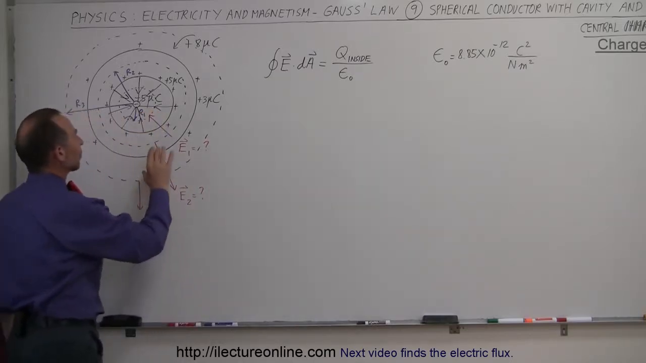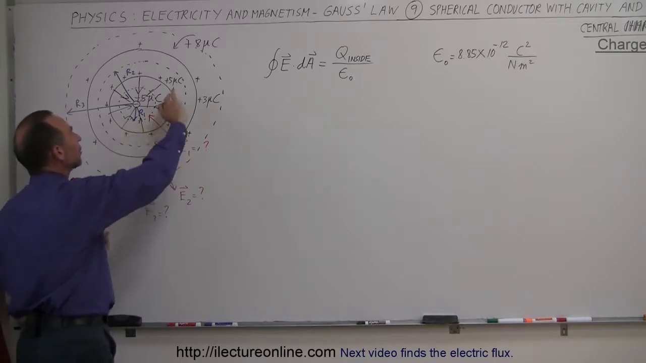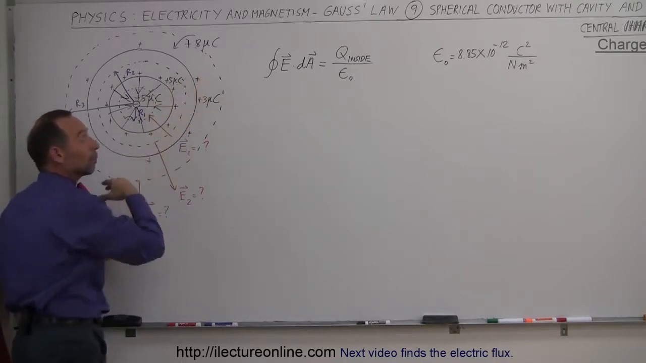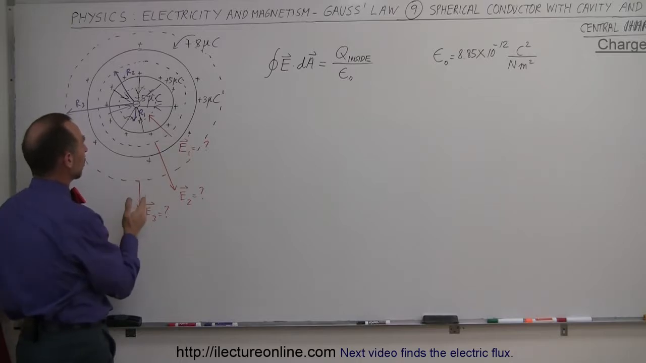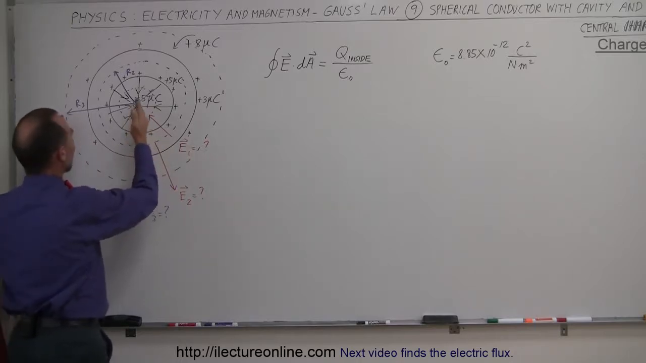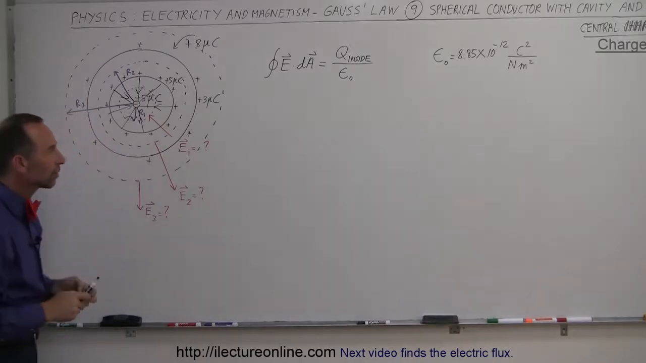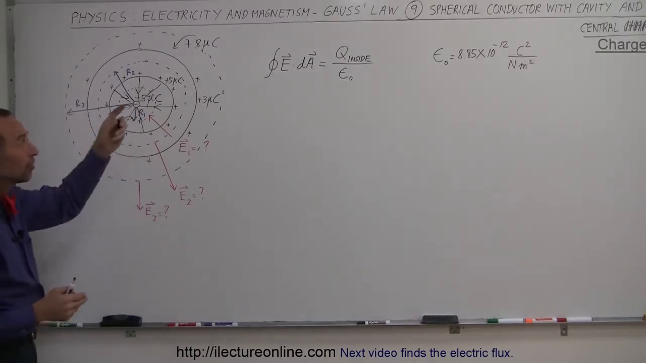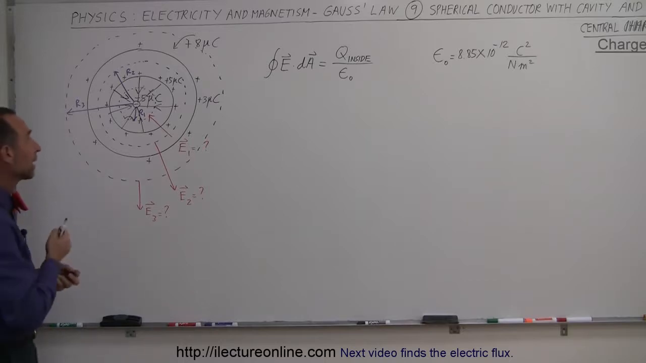Okay, now what will be the electric field inside the conductor, between the inside and the outside surface? Well, we'll find it out in just a moment. And then also, what will be the electric field outside the conductor, let's say a distance r3 away from the center of the conductor here. All right, let's use Gauss's law to find all 3 electric fields.